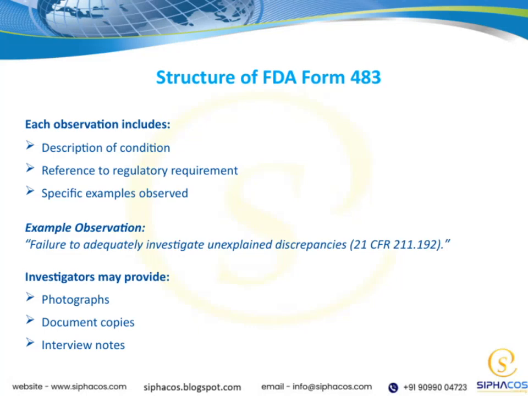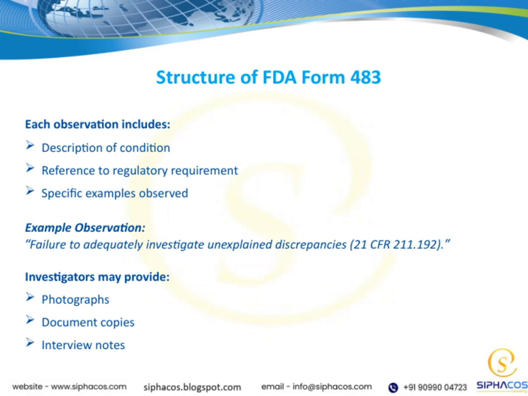Now, let's take a closer look at the structure of an FDA Form 483. Each observation you record will include several key components. First, you'll need a clear description of the condition you've observed. This means explaining exactly what the issue is. Next, you must reference the specific regulatory requirement that relates to this observation. This ties the condition back to the applicable rules or regulations.